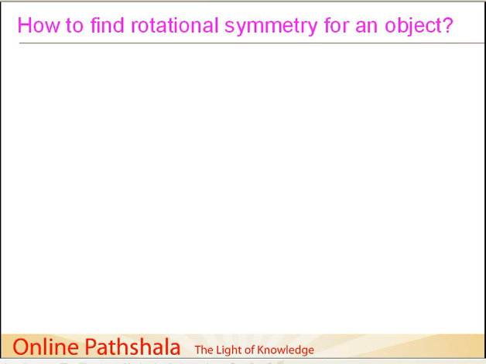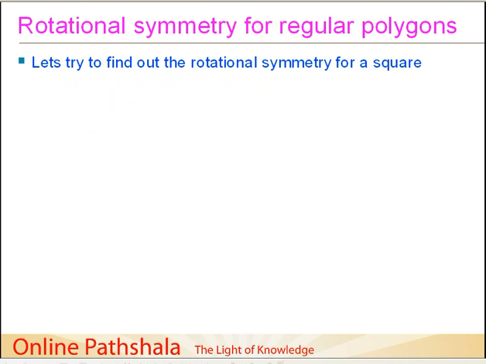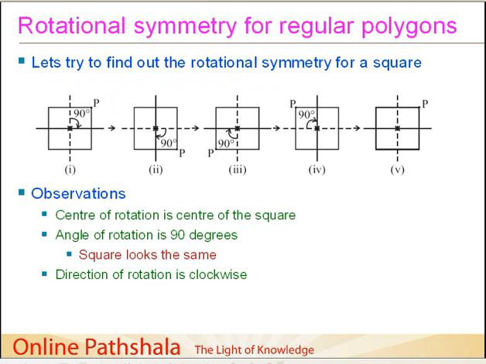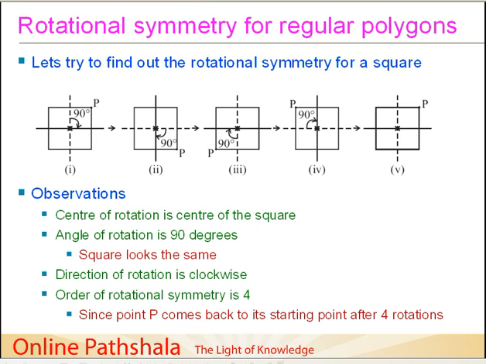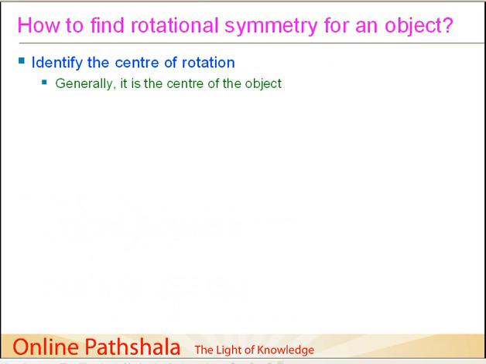So now let's go through the steps one by one. This was what we did in our previous session. We found out that the order of rotational symmetry for a square is 4. Now let's move on to the next part, in which we are discussing the details. The first step that we did was to identify the center of rotation, and typically it would be the center of the object.